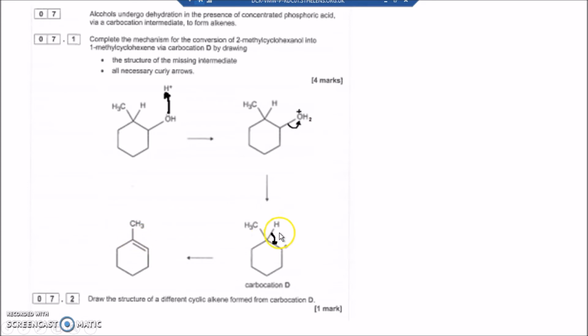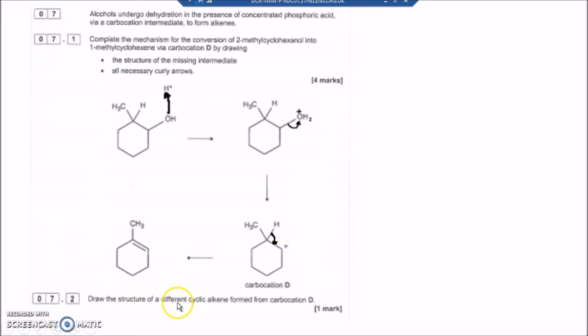So clearly this H has got to break off, and which way will the electrons go? They'll go into here, and make the double bond. So they move from here to here. That will release the H as a H+. Make a double bond here, and then this carbon that hasn't got enough bonds has now got an extra bond and has got rid of the H+.